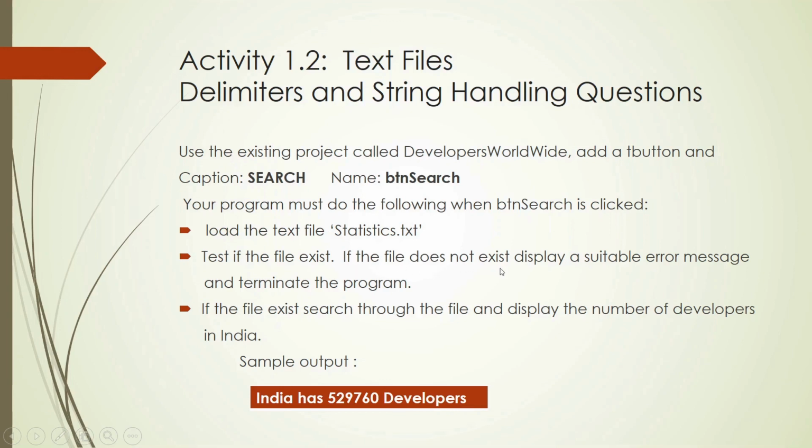If the file does not exist, display a suitable error message and terminate the program. If the file exists, search through the file and display the number of developers in India. Your sample output should read India as 529,760 developers. Enjoy my 2 activities and follow me on my next video for the solutions to the activity.